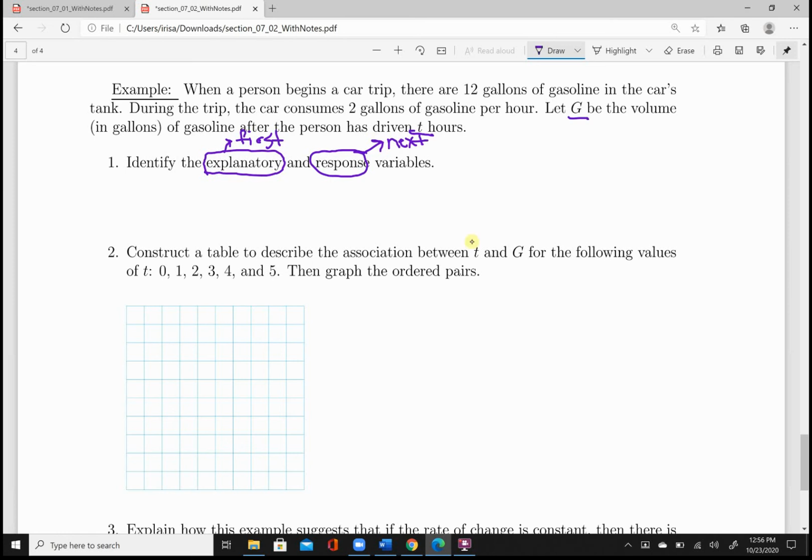So if the two variables are g and t, it seems to me like you have to drive t hours, and then you'll be able to determine how much gas is left, right? What is the volume of gasoline after they have driven t hours? There are keywords in here that allude to which is explanatory and which is response. The first thing you did was drive t hours, so t hours is the explanatory variable, whereas the response is the g, volume in gallons of gas.